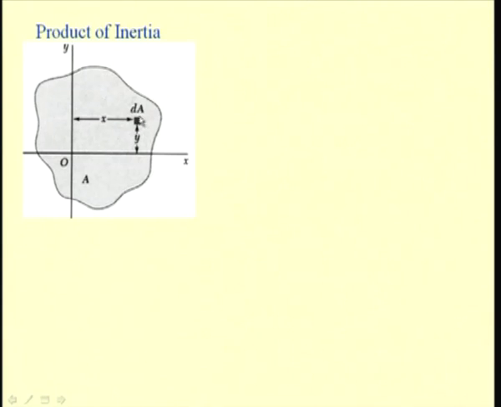Now we know that the second moment of this area dA with respect to, let us say, the x axis is nothing but y square dA. And in the same way, the second moment of this area with respect to the y axis is x square dA. So the product of inertia of this elemental area dA with respect to this axis, that is OXY, is given as XY dA. If we integrate this quantity, XY dA, over this domain, we get the product of inertia of the complete area, that is IXY. So IXY is determined as the integral of XY dA.